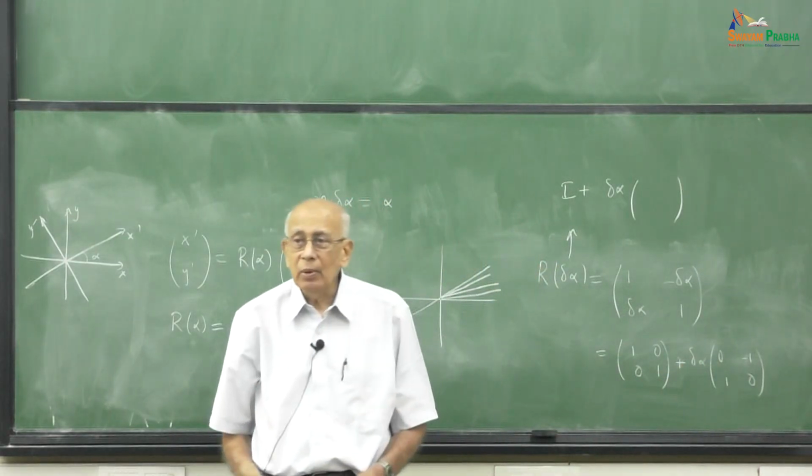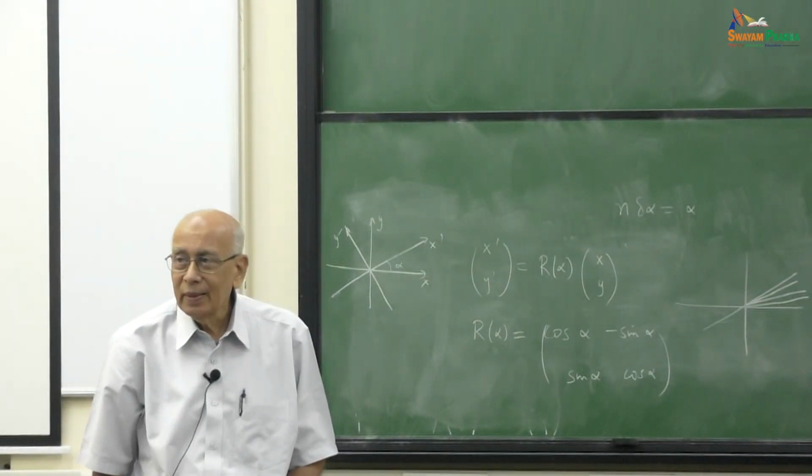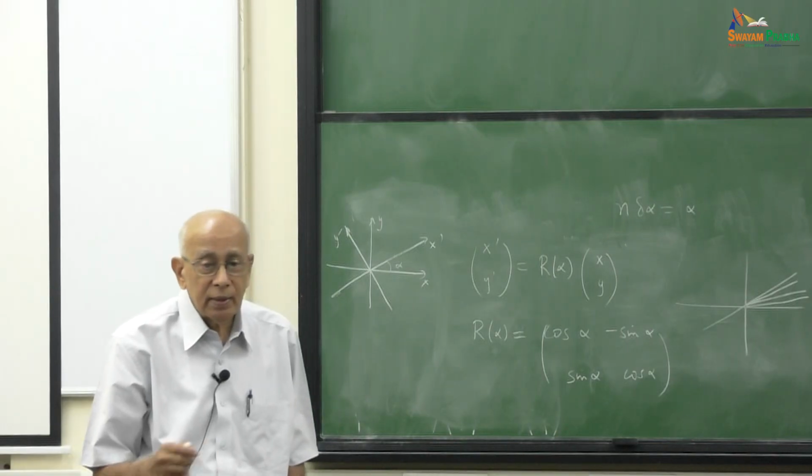Does it look like a Pauli matrix? Which one does it look like? Sigma 1 is 0, 1, 1, 0. Sigma 2 is 0, minus i, i, 0.